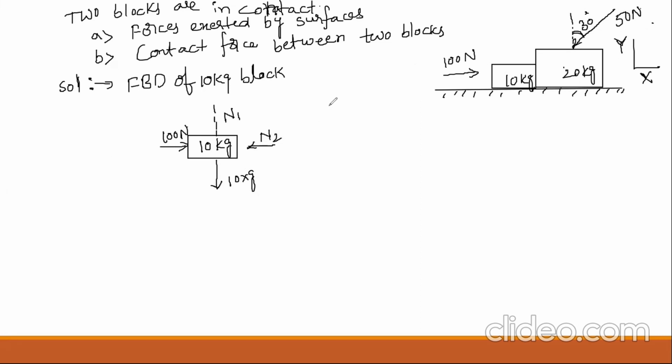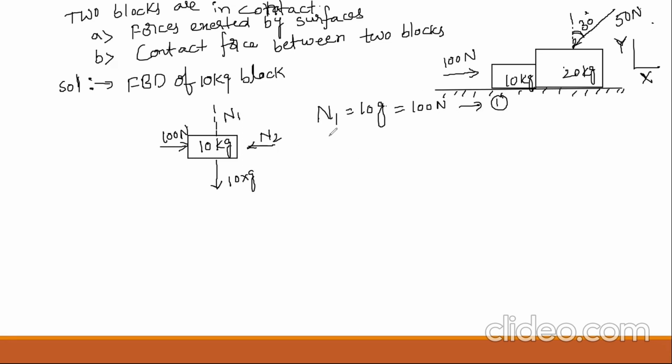Now, what are we going to do? We are going to write the equations for this FBD. Come on, let us write the equation. So here, how is the body moving? 100 Newton is acting in this direction. So, in the vertical direction, N1 is equal to 10g, which is equal to 100 N. You take this as equation 1.